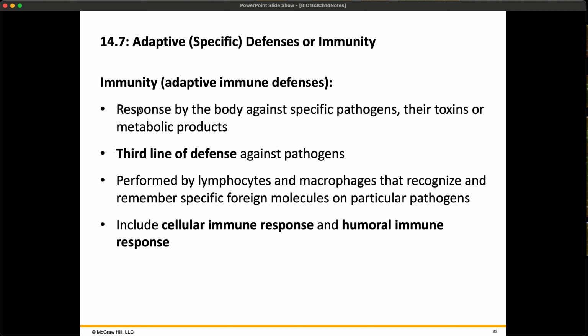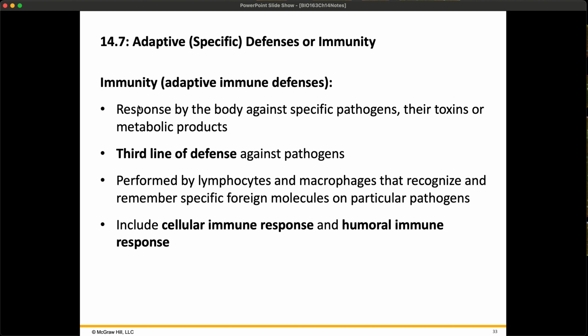So immunity is a response by the body against specific pathogens, their toxins, or metabolic products. A response against specific pathogens, so a specific bacteria or virus that your body has seen before. Their toxins, so maybe a parasite is secreting toxins and your body has a way to counter it, or their metabolic products. Again, maybe something is being released into your bloodstream that your body is able to counter and isolate and neutralize.